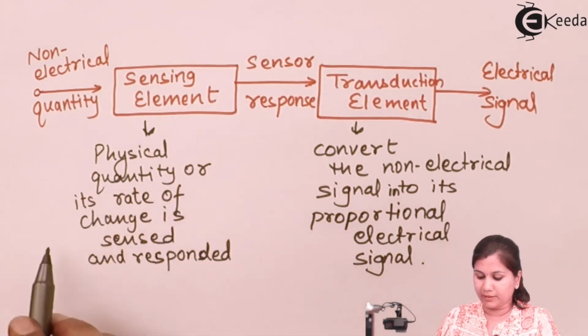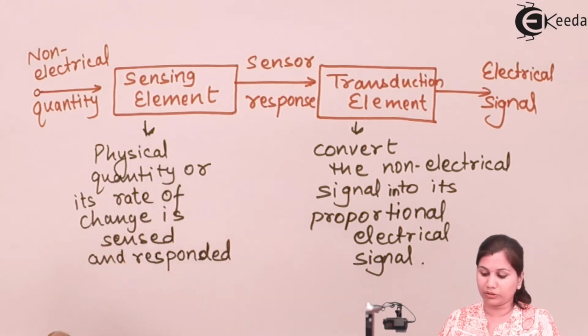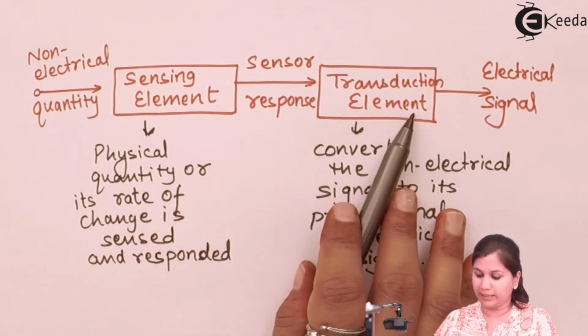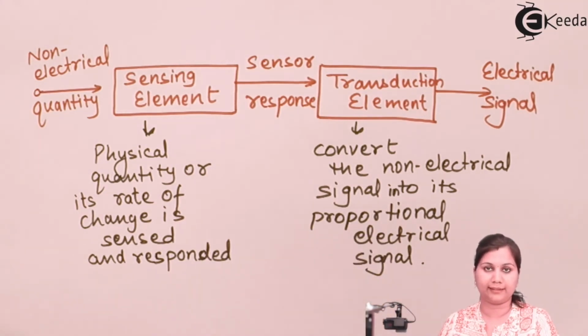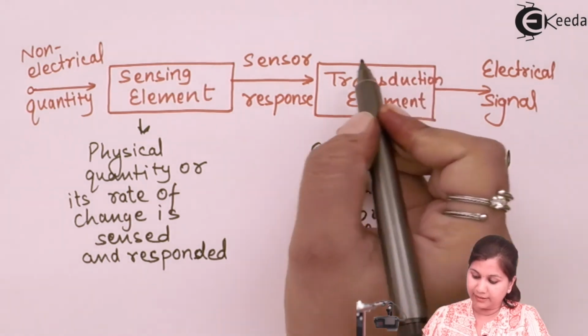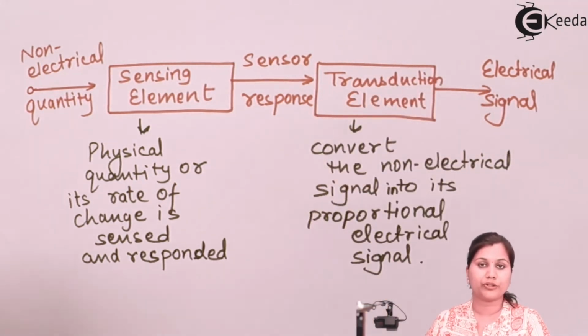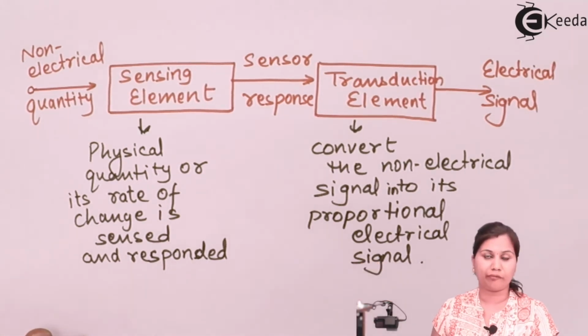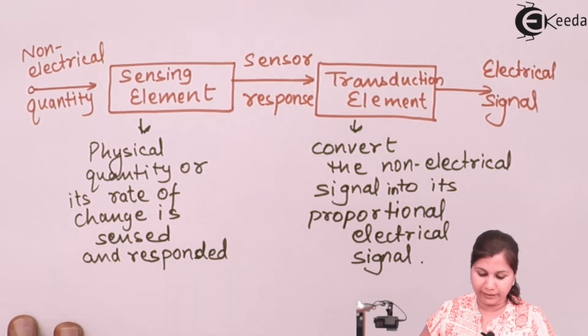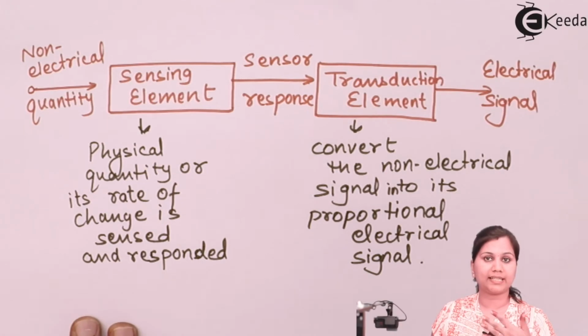So the sensing element is going to sense the physical quantity or the rate of change in the physical quantity, and it is going to give the response to the transduction element. The transduction element converts the non-electrical signal into its proportional electrical signal. The process of conversion of a non-electrical to an electrical signal is called transduction, and the element which is doing this is called the transduction element. Now the transducer uses many effects to do this conversion, and depending upon these effects, there are various types of transducers available. Okay.